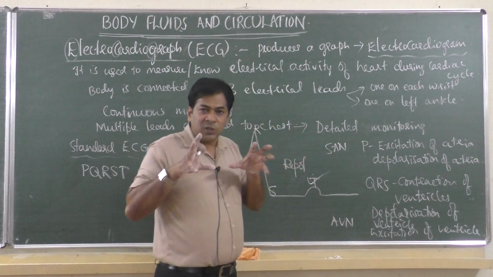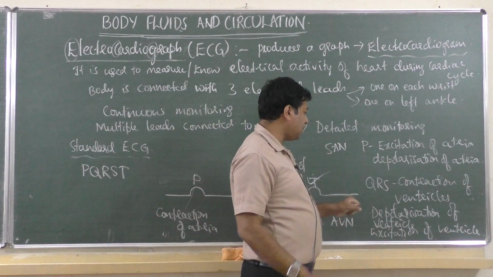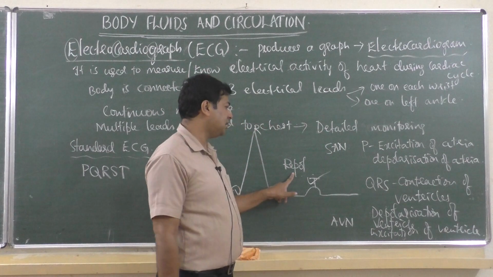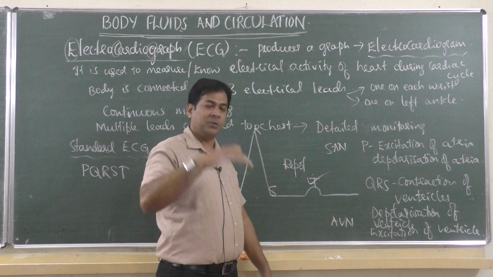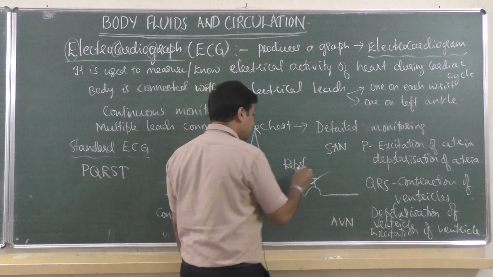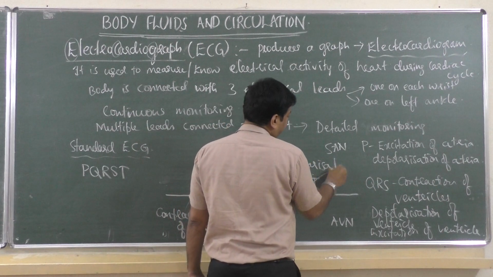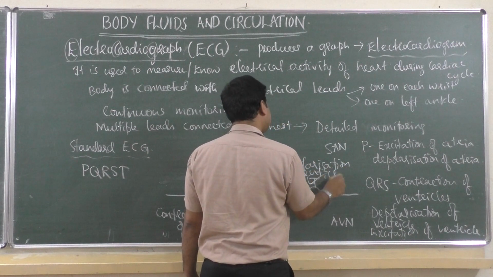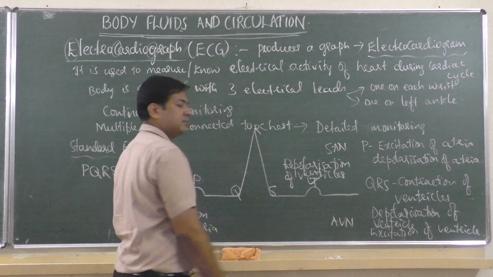When ventricles contract and pump blood to the aorta and pulmonary artery, then it is QRS, that is contraction of ventricle. This is repolarization, meaning the ventricle has already pumped blood to the aorta and pulmonary artery, it has come back to normal state, no blood in the ventricle, so it is relaxed. So it is repolarization of ventricle, T. Or you can say end of systole.